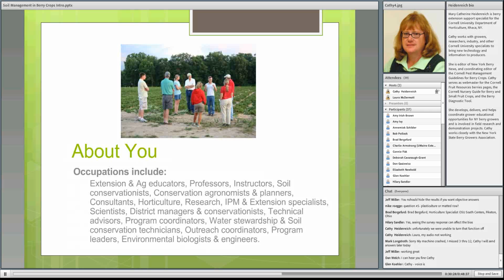In terms of occupation, there were many: extension and ag educators, professors, instructors, soil conservationists, agronomists and planners, consultants, horticulture research, IPM and extension specialists, scientists, district managers and conservationists, technical advisors, program coordinators, water stewardship and soil conservation technicians, outreach coordinators, program leaders, environmental biologists, and engineers.